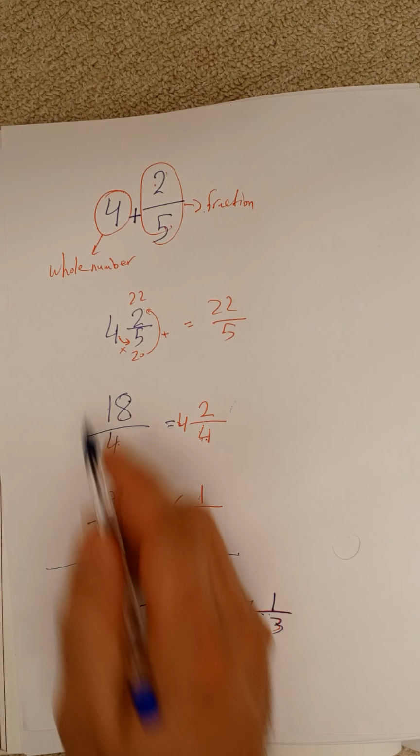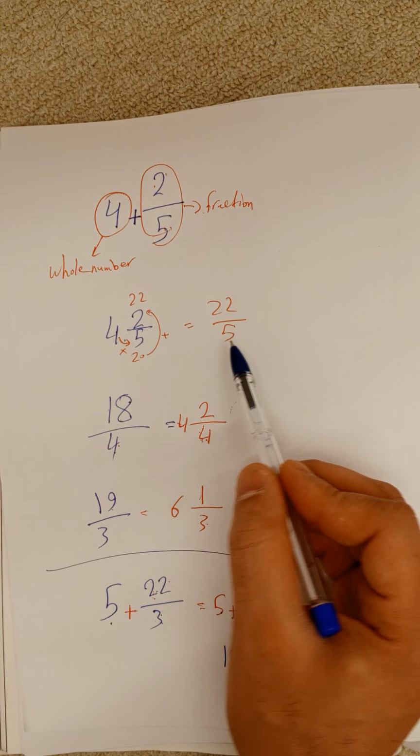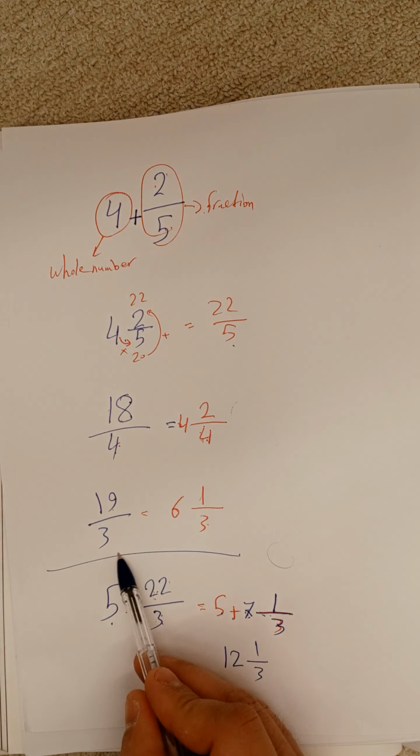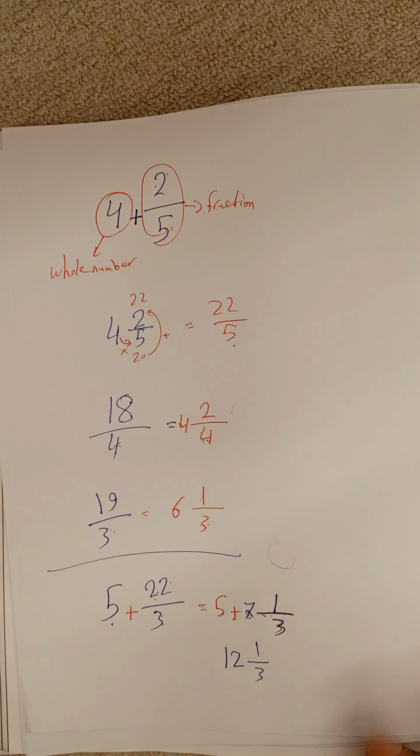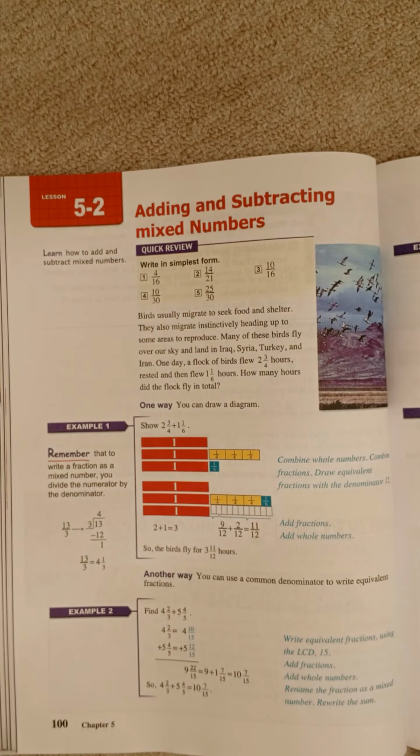This one is about how to change a fraction to a mixed number, and a mixed number to a fraction. Now let's study how to find the sum or the difference of the mixed numbers. For example, the first example says find the sum or difference in simplest form.